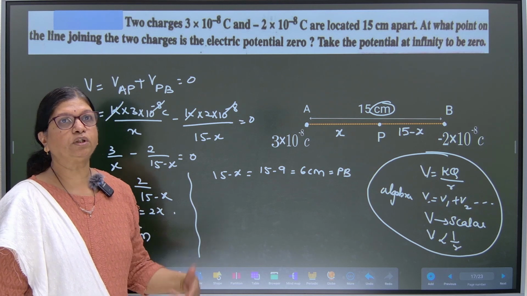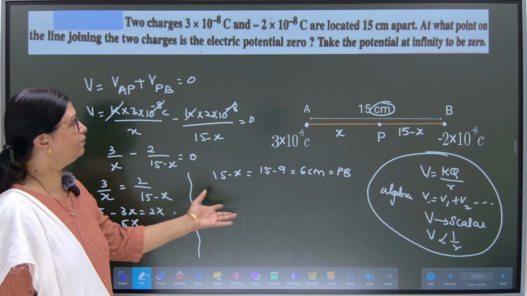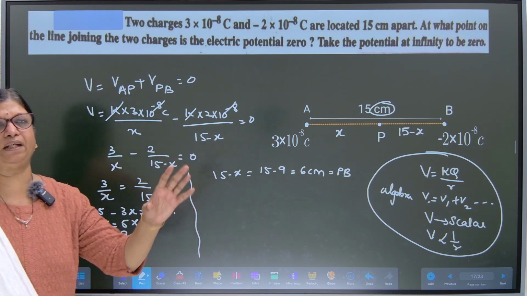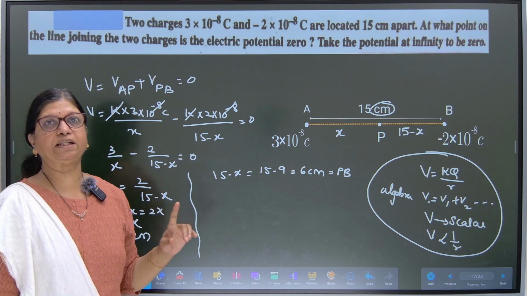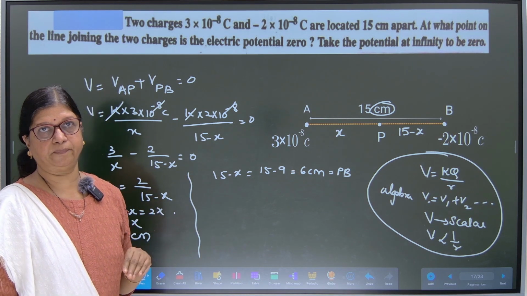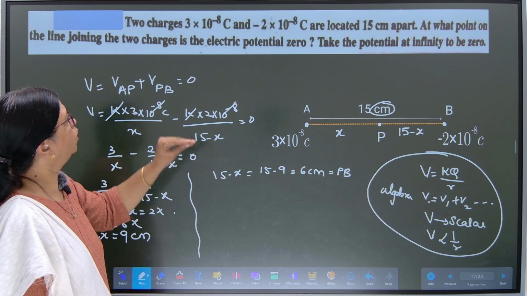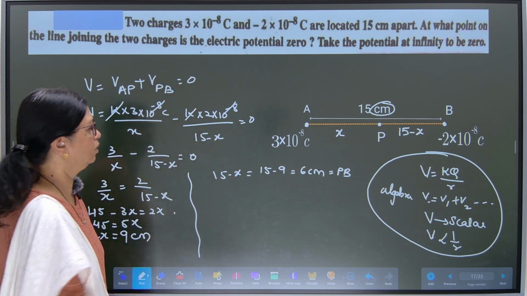Agreed? What should be my final answer? I cannot leave it in the CBSE board if I am writing this. You can tick mark if it is an entrance, but in the board exam I have to give a proper answer. Correct? So where is electric potential 0?